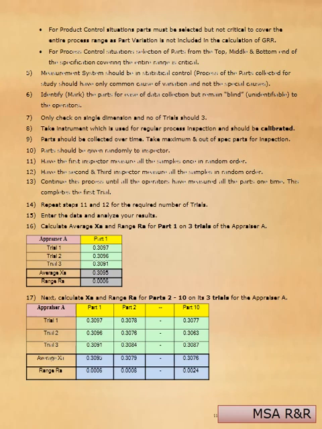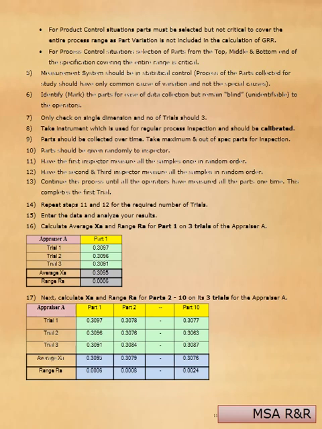Identify the parts for ease of data collection but remain blind to the operators. Only check a single dimension, and the number of trials should be 3. Take the instrument which is used for regular process inspection, and it should be calibrated. Parts should be collected over time. Take a maximum of out-of-spec parts for inspection also.